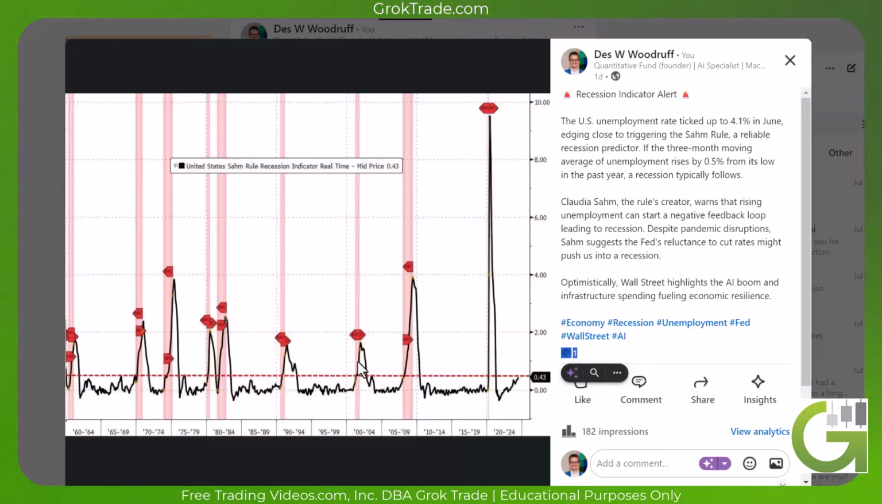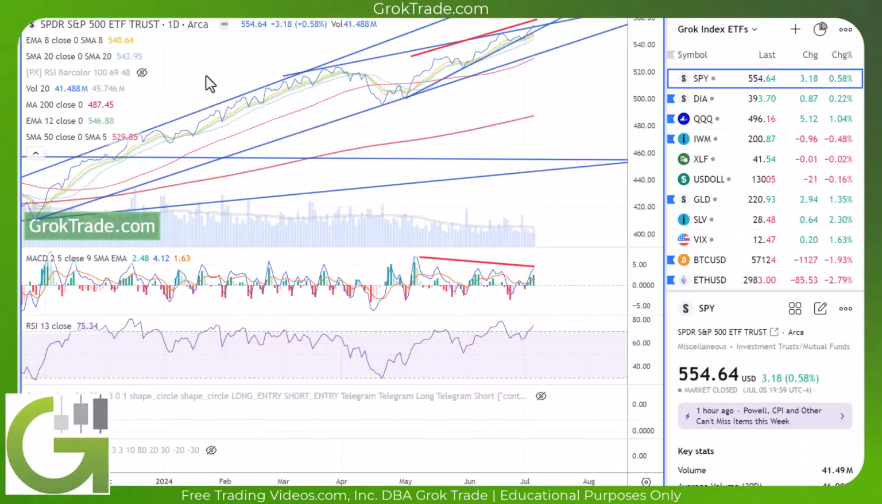So we have two major economic indicators suggesting that a recession is on the brink. If President Trump comes back into office, he's going to have his hands full dealing with this recession, because it's going to be hard not to go into that.